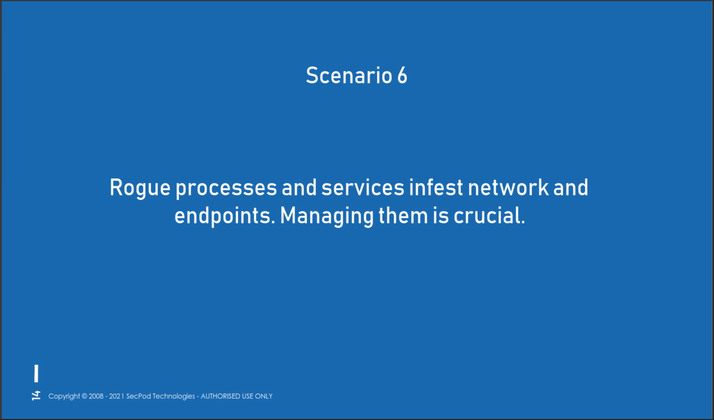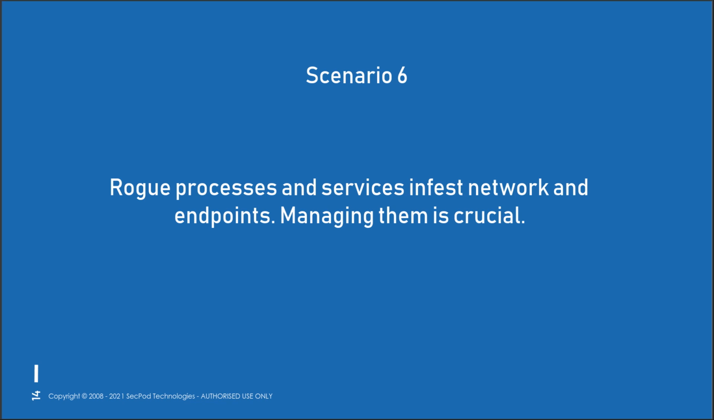Rogue processes and services infest network and endpoints. Managing them is crucial. This is once again a very important scenario. Many processes and services run in an endpoint, and if it is rogue, IT team should really manage them on time and get them disabled. So, Aldrin, how do you think we can handle this?